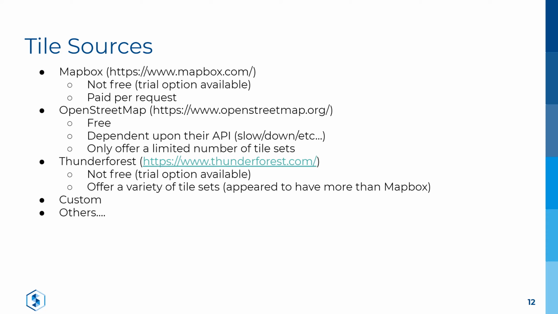There's OpenStreetMap. That's actually the one we ended up going with for DVT. It's free. It is dependent on their API, which at times can be slow and at times can be fast. And since we're not paying for it, there's no real SLA or anything. So that's one of the things about that tile source you have to consider. If you needed a really robust map, you might want to recommend we pay for Mapbox or Thunderforest or some other map provider.